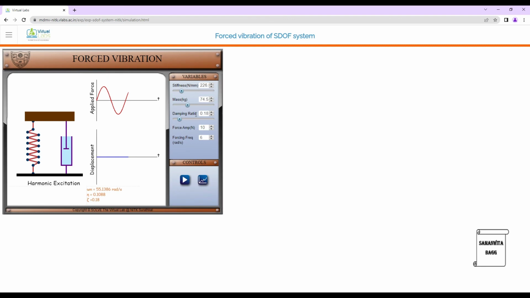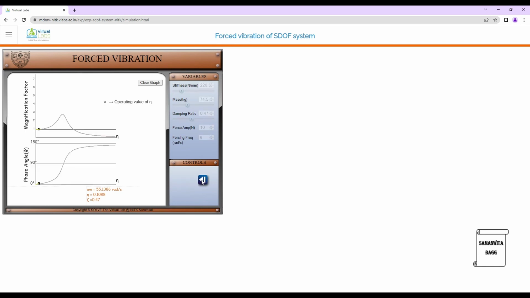I'm not changing the stiffness and the mass. I will change the damping ratio as it was told, between 0.3 and 0.7. So let me take it as 0.47. You can see the change here. If you want to calculate omega n, take the root of K by M. You will get the answer. I'll start the graph again. And then we'll go for the graph. This is for the second reading that we have taken.